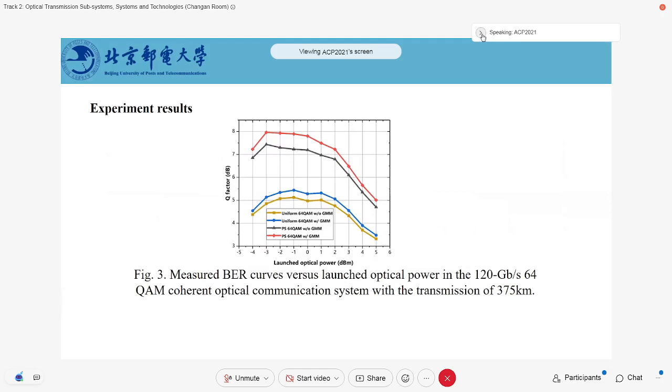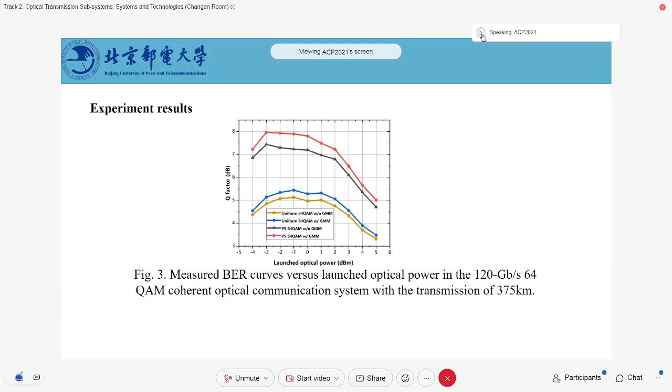The Q factor versus launched optical power for PS64-QAM and uniform 64-QAM after 375 km SMF transmission is shown in Fig 3. The performance of PS64-QAM is better than uniform 64-QAM within the entire measured launched optical power range. With the aid of the GMM clustering algorithm with initial means, the PS64-QAM can obtain 0.53 dB Q factor improvement compared with the traditional minimum Euclidean distance-based decision at the optimal launched optical power of -3 dBm.